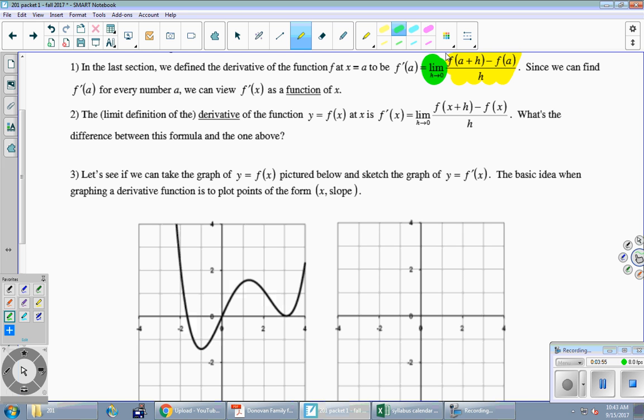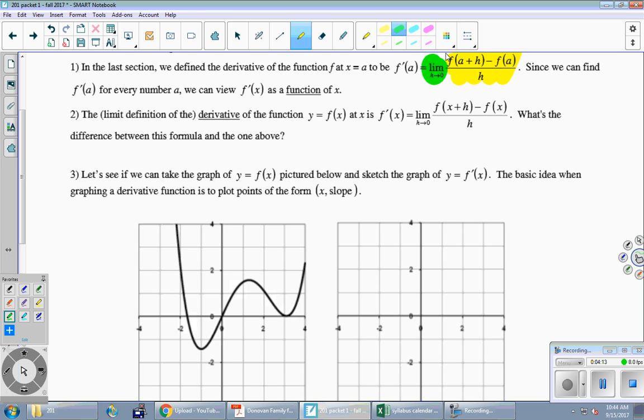And we just throw a limit, make the h, the horizontal change, really small, and the secant line morphs into the tangent line. And we gave it a name. We called it the derivative. And we gave that little apostrophe, we called that a prime. So that just stands for the slope of the tangent line at a particular a.